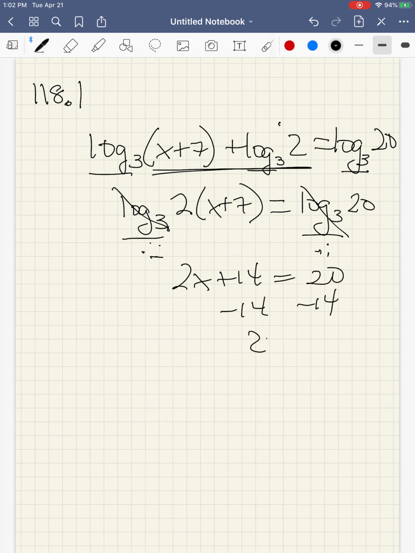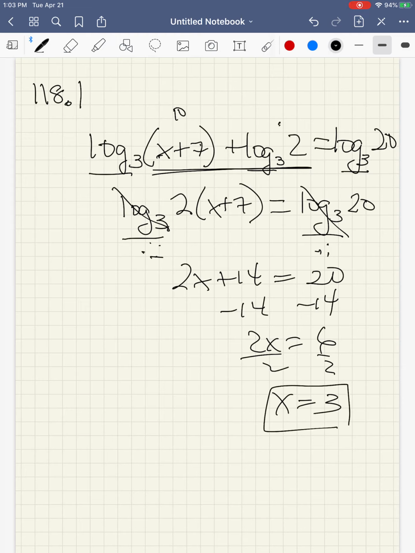If I subtract 14 from both sides, I get 2x is equal to 6, x is equal to 3. Now, we do have to go back and check to make sure of one thing. We cannot take the logarithm of a negative number. So we have to plug this 3 back in up here for x and make sure that it's not asking us to take the log of a negative number. 3 plus 7 is 10, that's positive, so we're good, all right?